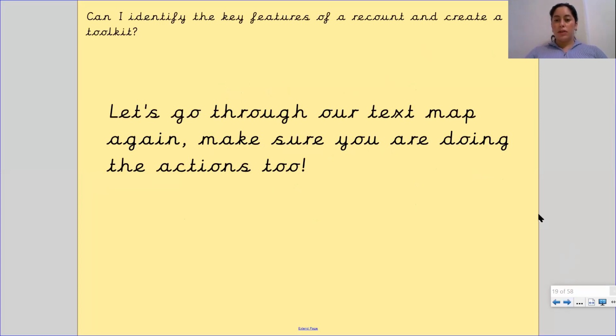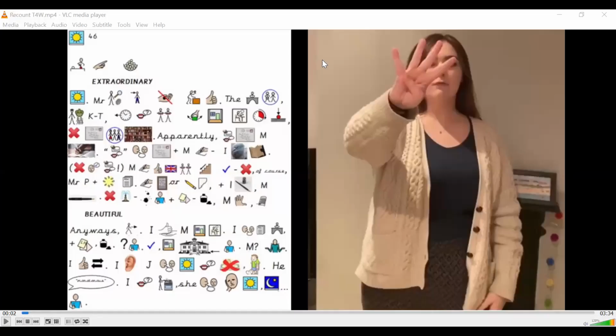So we're going to go through our text map again. Make sure you're doing the actions too, because the actions actually help you remember all the words, especially in this one because it's quite a long text map. So I'm going to show you the recording again. Okay, hopefully today works a bit better than yesterday. So listen carefully and look carefully and follow with the actions.